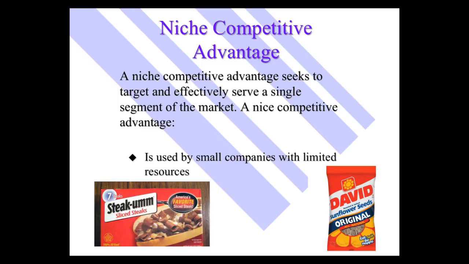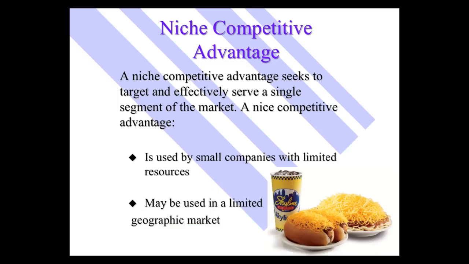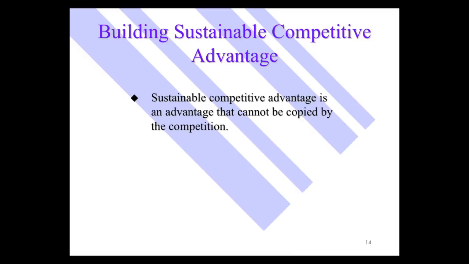Sometimes you're going to have a niche advantage based on geography. You might be in a limited geographic market. Now that product right there, Skyline Chili, there's a good chance you've never heard of it, and that's probably because you've never been to Cincinnati. Skyline Chili, and that is the skyline of Cincinnati in the logo there. Skyline Chili is almost as big in Cincinnati as McDonald's is. There are dozens of Skyline Chili restaurants all around Cincinnati. It's a unique geographic product, but they've got a little niche advantage there.